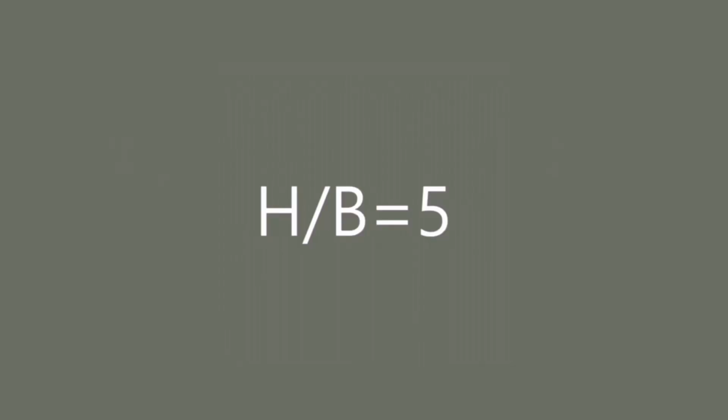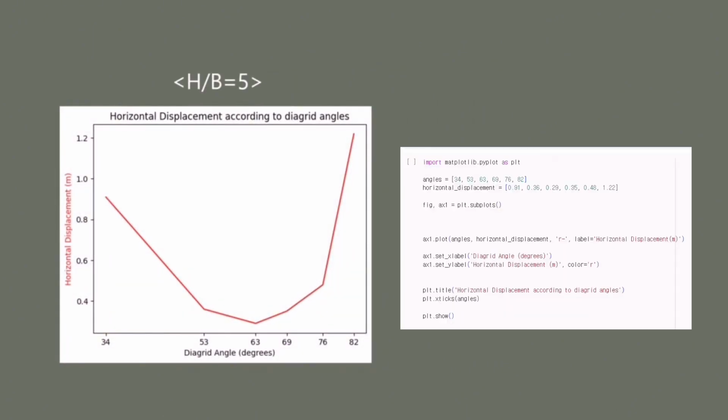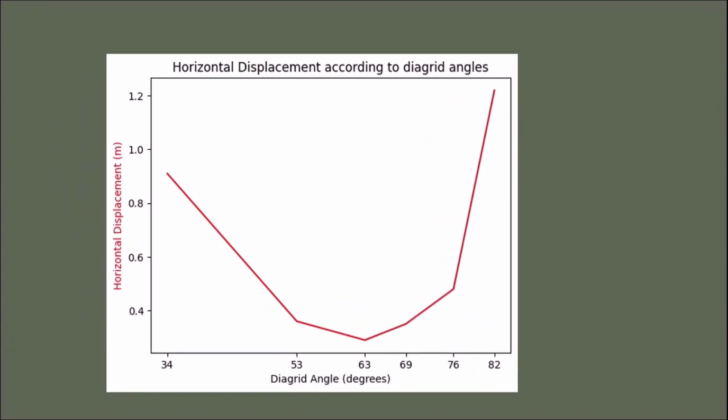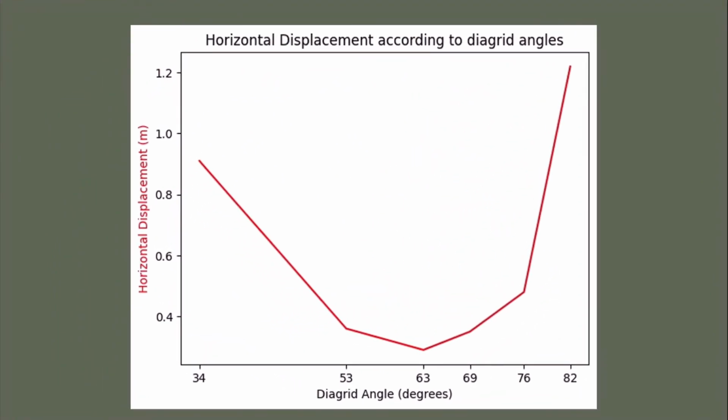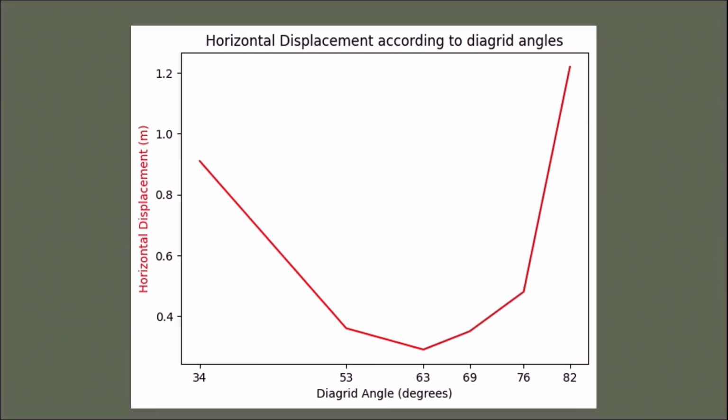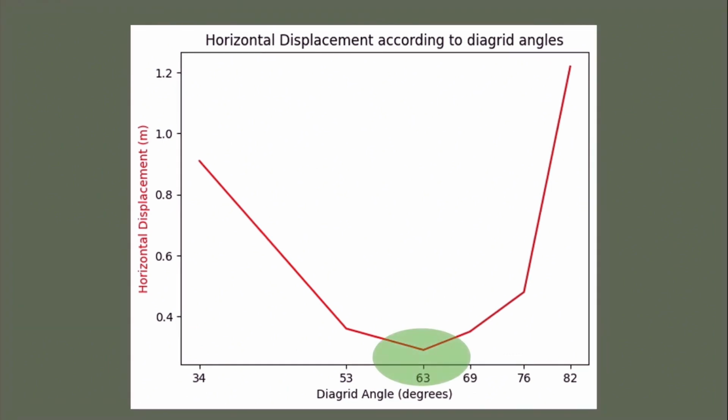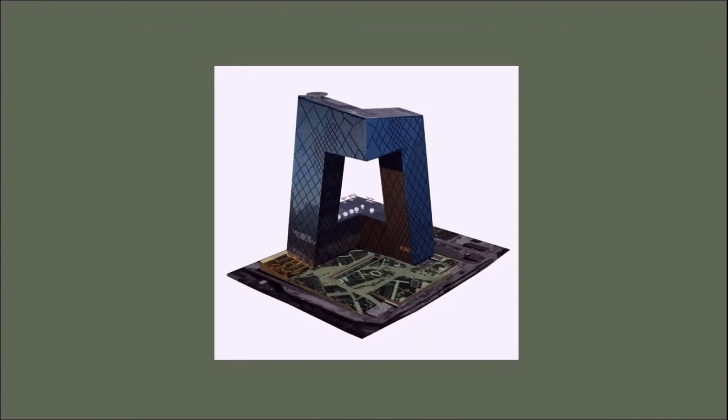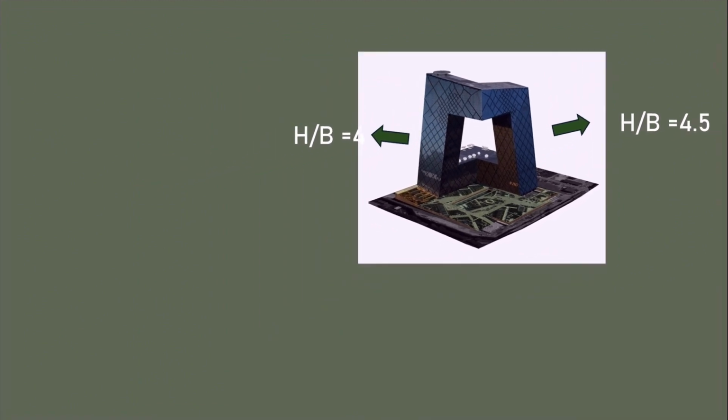The actual aspect ratio was reset to 5 and readjusted, resulting in the following graph. It can be seen that when the aspect ratio is 5, the optimal value of zeta exists near 63 degrees. Since the aspect ratio of CCTV headquarters is 4.5 and 4, respectively, the optimal value of zeta of the diamond grid applied to this tower is expected to be less than 63 degrees. If so, let's check directly if these predictions are correct.